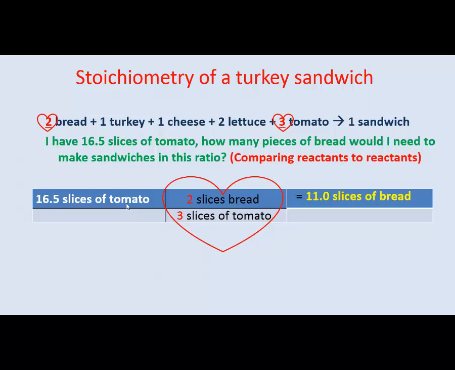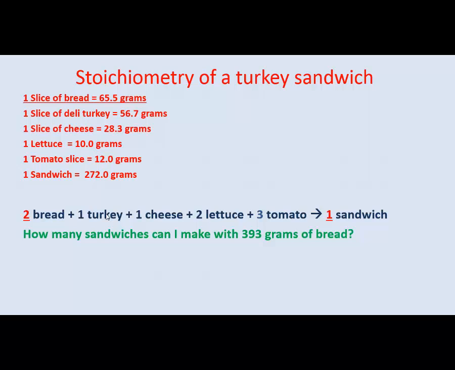Now, in all of these cases, we're beginning with slices of tomato or slices of bread or number of sandwiches, and we didn't have to deal with any gram quantities. So let's say now that maybe we had gram quantities given for the amount of some of our ingredients or products and compare that to our stoichiometric ratios. This would be similar to having gram quantities and having to use a molar mass to convert to moles. In this case, we're going to convert from grams to number of slices or numbers of sandwiches. Okay, so remember I have the mass of my slices of different ingredients compared to the sandwich and its mass.